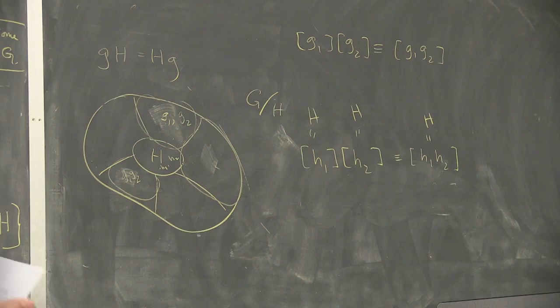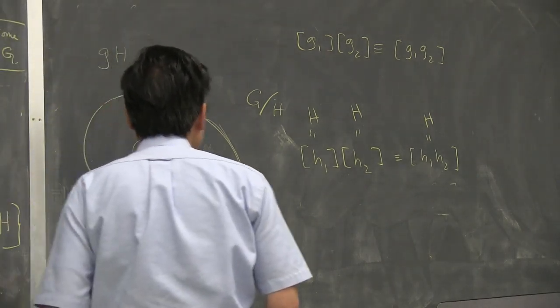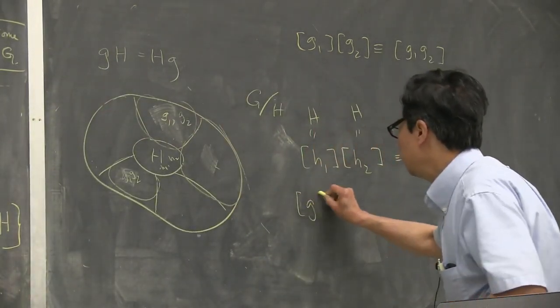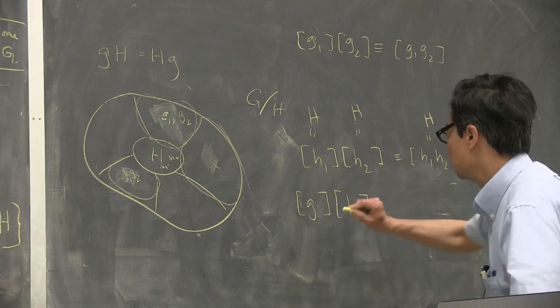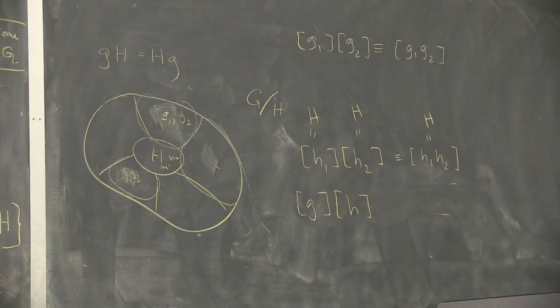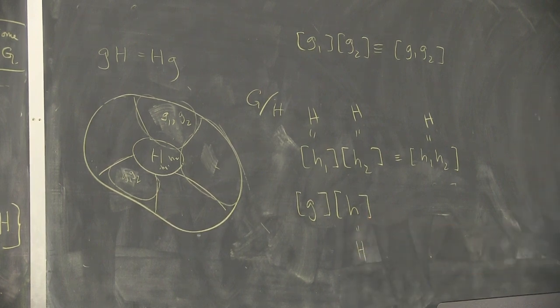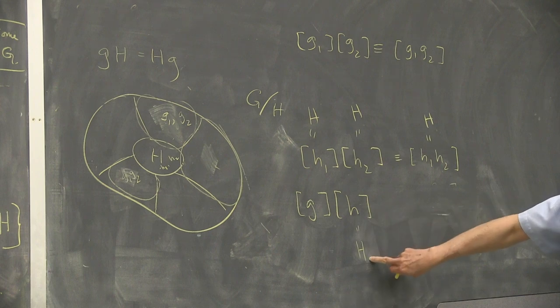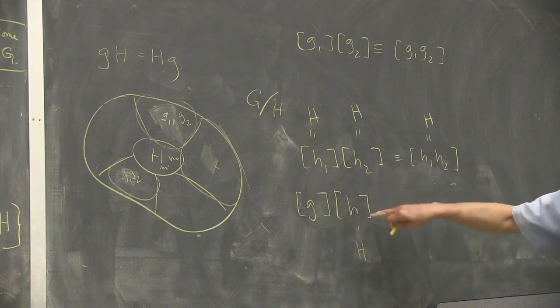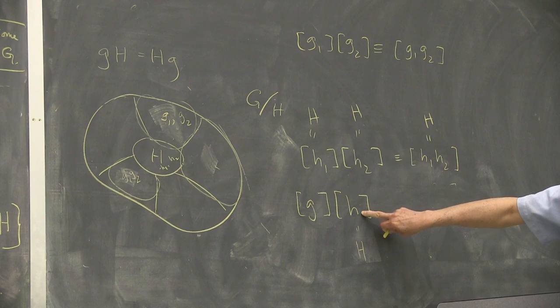Now, let me take another situation where I have g multiplied by some h, let's say. Now, obviously, this is just H, right? So little h is some element inside. So the coset that is represented by this particular element in big H would be big H itself. Is that okay?